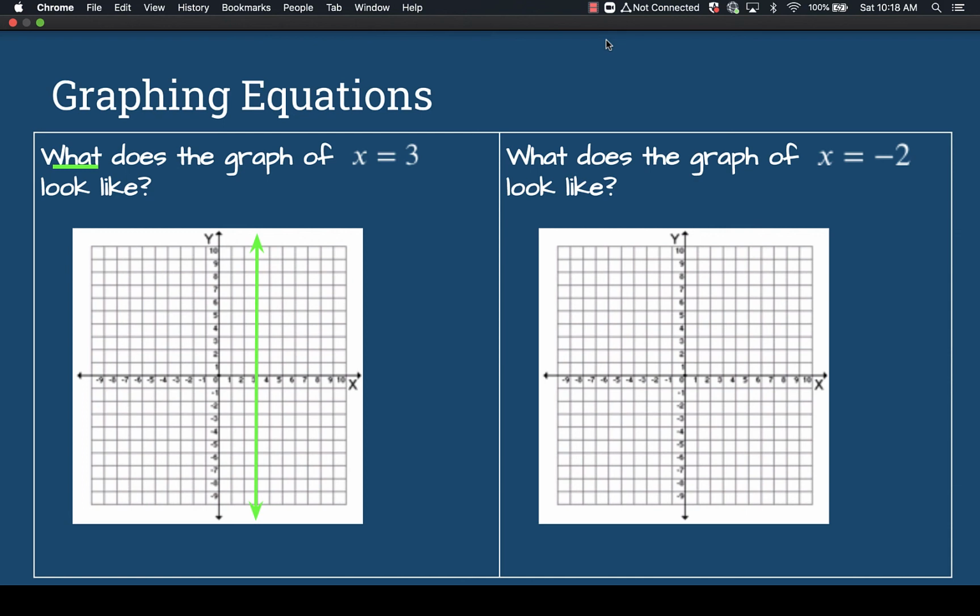So pause the video. Where would x equals -2 be, and what would it look like? You should have had a vertical line at -2.